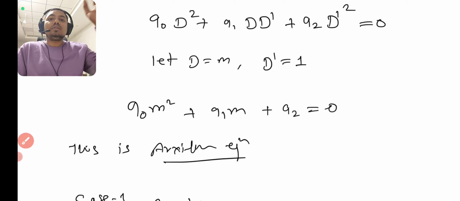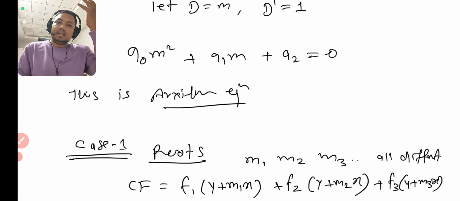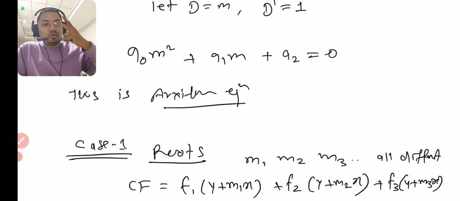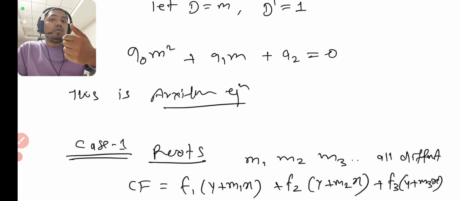Now this equation is your auxiliary equation. You can see it is quadratic in m. So quadratic in m means you have to find two roots in m. In my upcoming examples, I have given you examples for cubic also, for biquadratic also, so there will be 3 roots, 4 roots. So you'll understand.